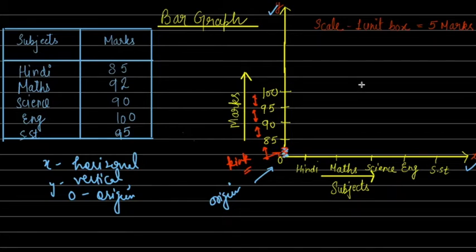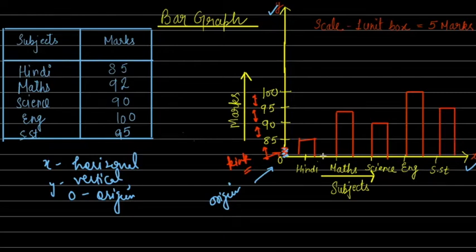Okay. So Hindi 85. When I am saying the marks in Hindi are 85, it means I can plot a bar like this. And then in maths 92, so 92 will be somewhere here. So this is 92 in maths, and then you see science has 90, so you will go till 90, right? And then English has 100 marks. So 100 is here. So we will mark another bar, 100 is here, and SST is 95, and 95 is here. So let's mark SST as 95.